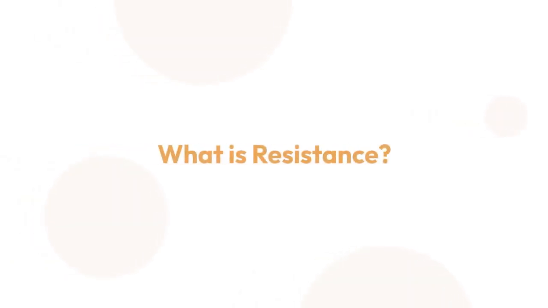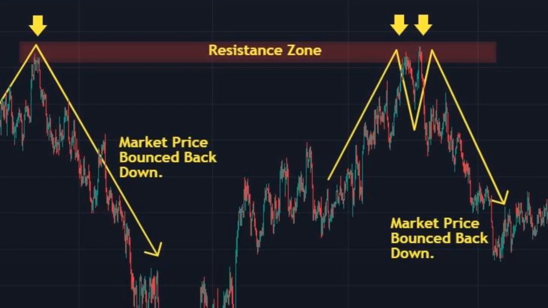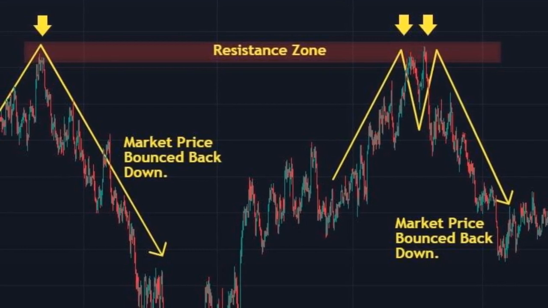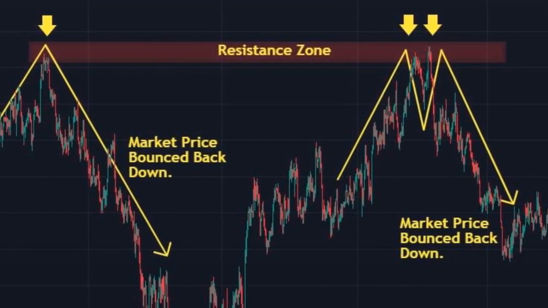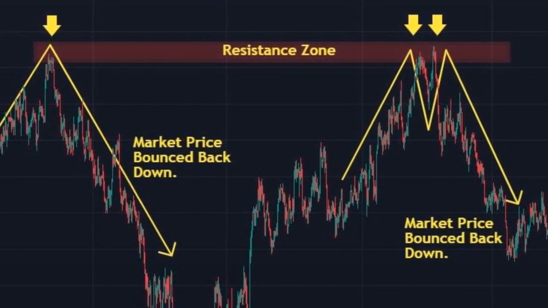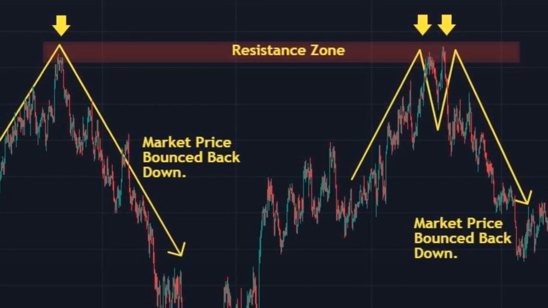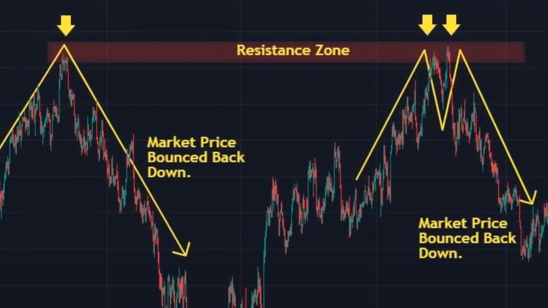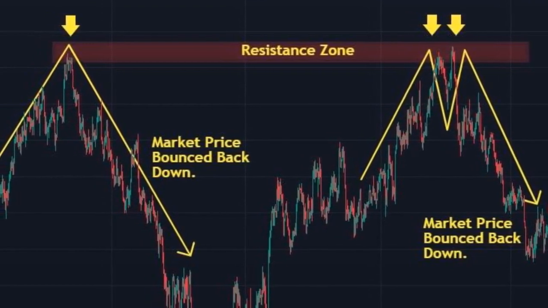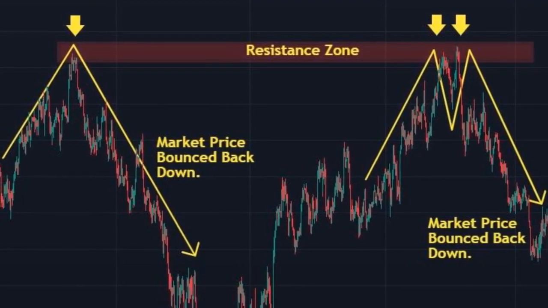Now, what is resistance? Resistance levels are the opposite. They are the zones where the price has historically struggled to rise above. These levels signify areas where selling pressure increases, causing prices to bounce back down. In short, resistance acts as a ceiling that keeps a price from rising higher.